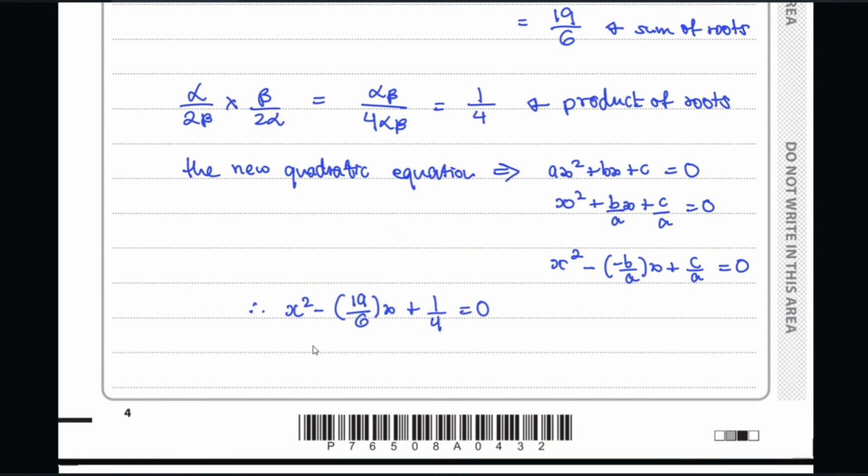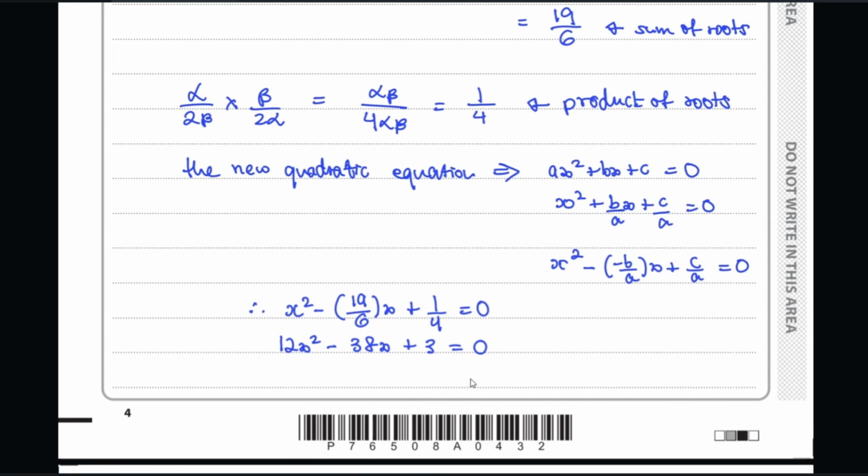So we can multiply all the terms by 12 so that we don't have any denominators. So 12x squared minus 12 divided by 6 is 2, 2 times 19 is 38x, plus 12 divided by 4 would be 3. So 3 equals to 0.